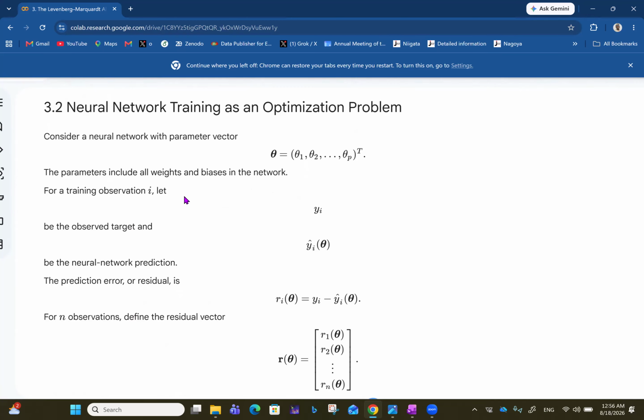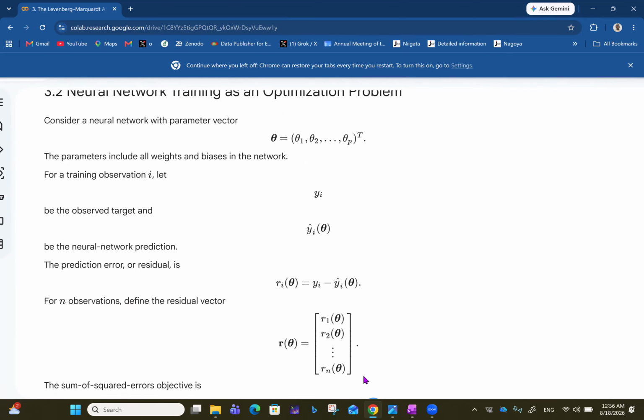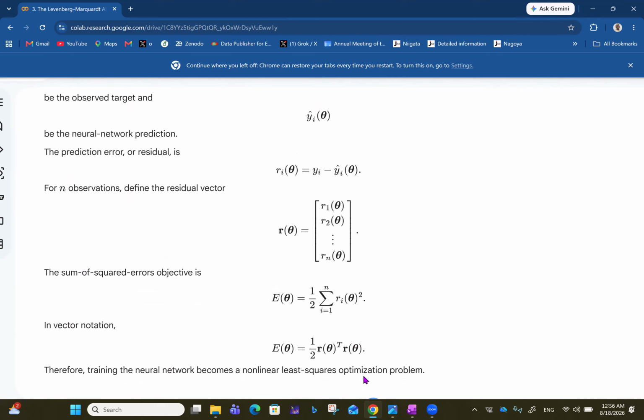Now, for a training observation i, let y_i be the observed target and y_i hat of theta be the neural network prediction. So the prediction error or residual is the difference between the observation and the prediction. So r_i of theta will then be y_i minus y_i hat of theta. So for n observations, we then define the residual vector across. So we have r of theta from r_1 all the way down to r_n of theta. So the sum of squared errors objective will then be E of theta, which is half of the summation from i equals 1 to n of r_i of theta all squared.